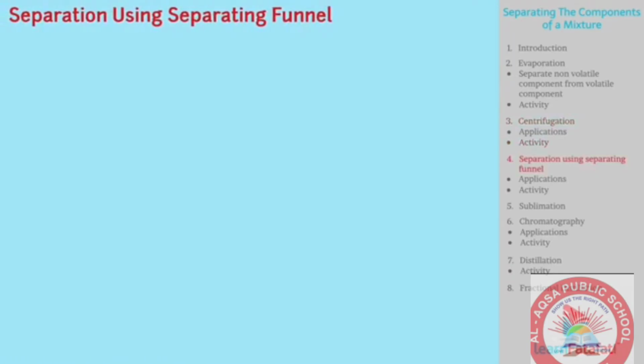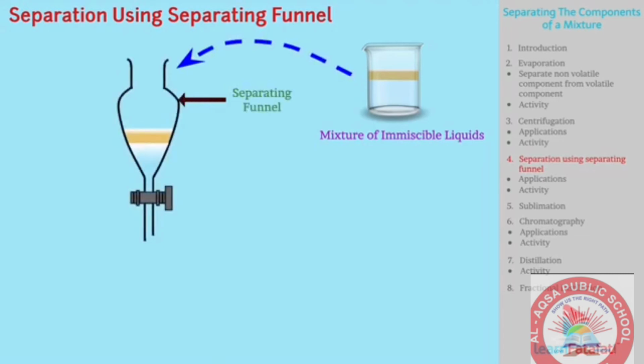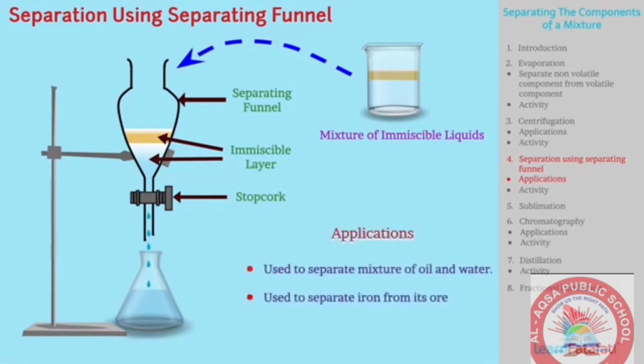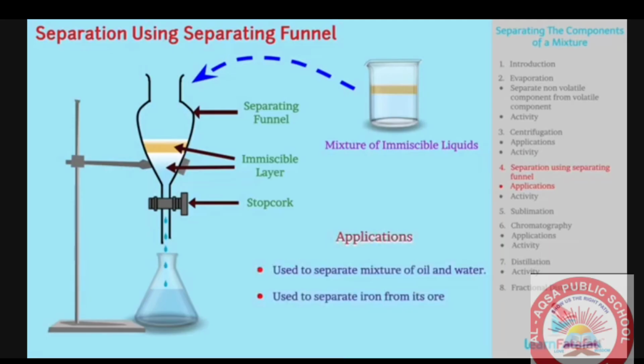Next is separation using a separating funnel. This method is used to separate two immiscible liquids. Those immiscible liquids we have to pour into the separating funnel and let it stand undisturbed for some time, so that separate layers of oil and water are formed. And using the top cork, we can collect water in the beaker. Applications: used to separate a mixture of oil and water and used to separate iron from its ore.